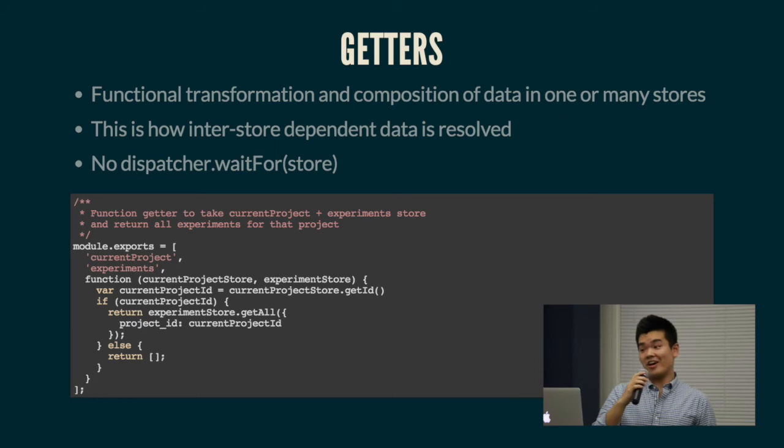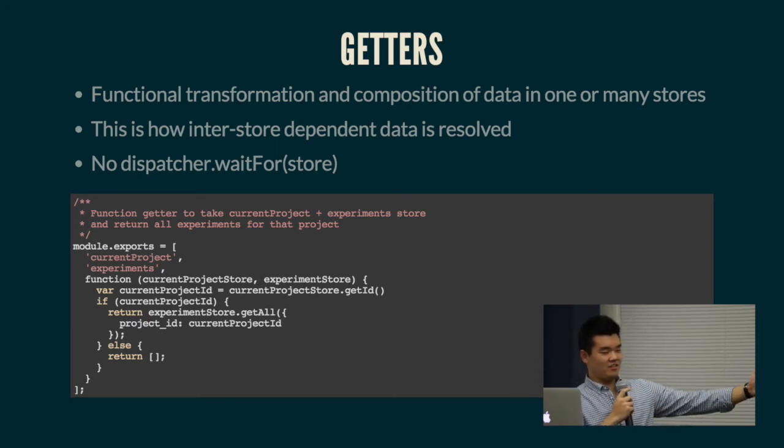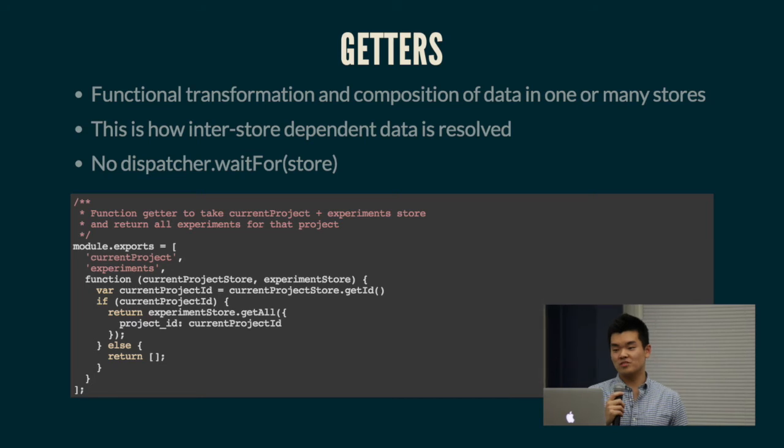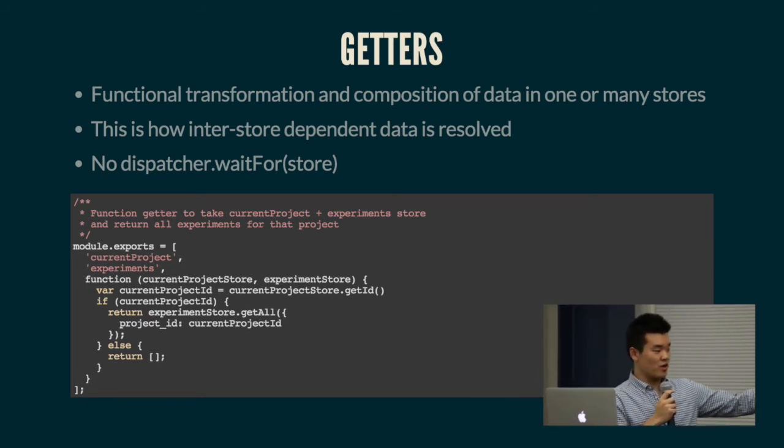So getters are actually just arrays. They take string values or other getters, and then the last value is a function. If you're familiar with Angular, it looks a lot like their dependency injection, but it isn't the magic of reading the function arguments. It's just an array: strings, then a function.